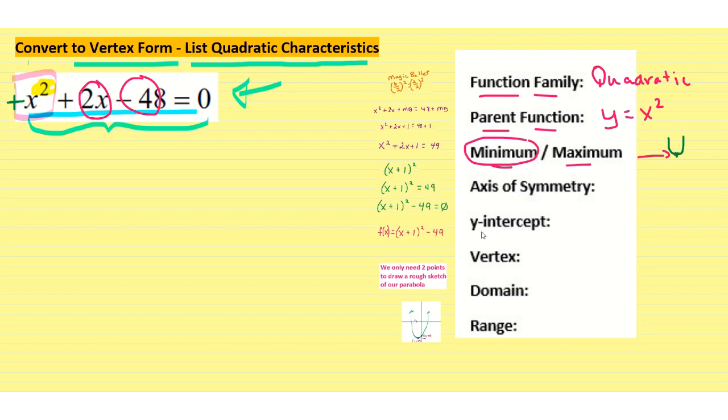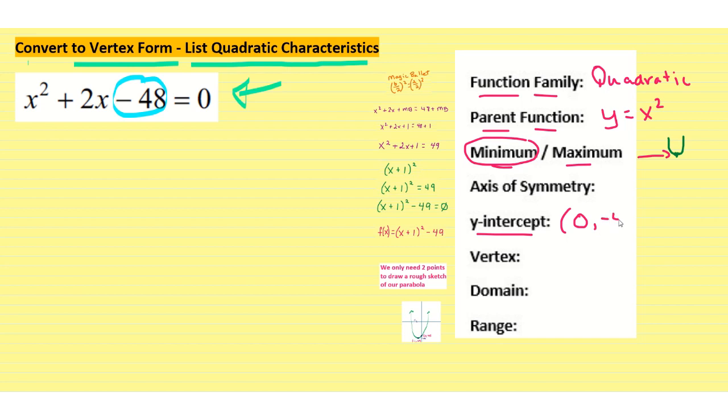So let's skip down here to the y-intercept. The y-intercept will always be this third number. Let me erase some of this stuff right here. There we go. Okay, so this third number, negative 48, whatever that constant is at the end of our standard form quadratic will be our y-intercept. But the y-intercept is a point, so we need to always write it as 0, negative 48. Okay, and we cannot yet tell about the vertex, so we'll skip that one.